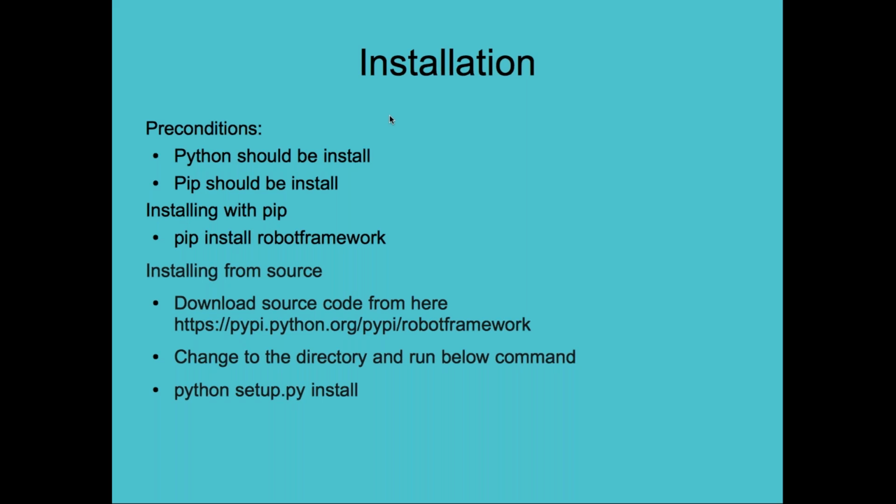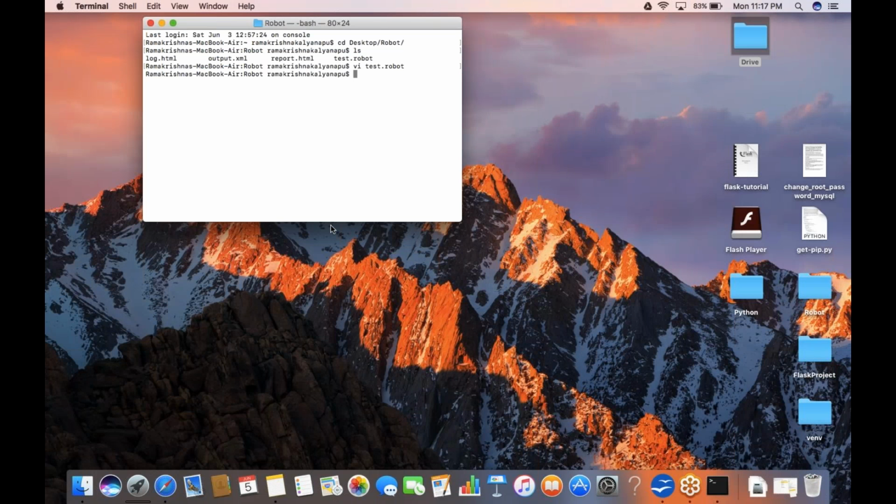Installing with pip: if you want to install Robot Framework with pip, there is a command. Like how we install external modules, pip install and then the module name, similarly here you specify pip install robotframework.